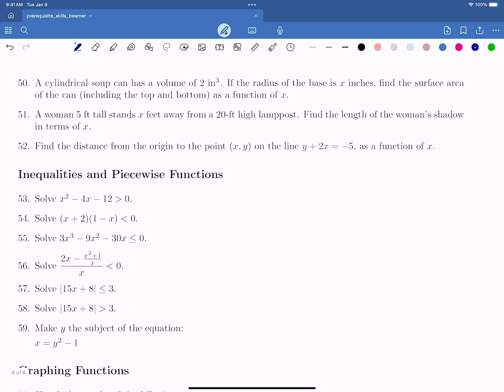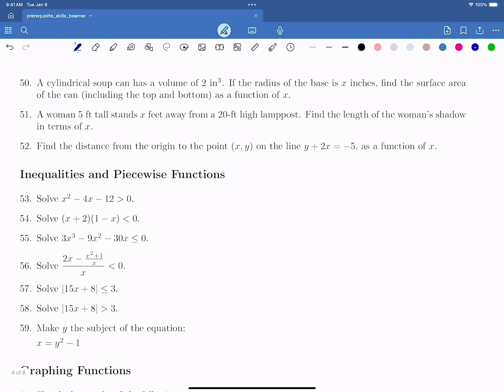All right, next. A cylindrical soup can has a volume of 2 inches cubed. So we've got a cylinder. Volume is 2. And the volume, let's see, we've got a radius and we've got a height here. So the volume would be the area of the base, pi times radius squared, times the height. That's going to be the volume. So pi r squared h is equal to 2.